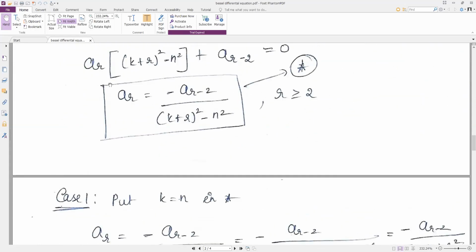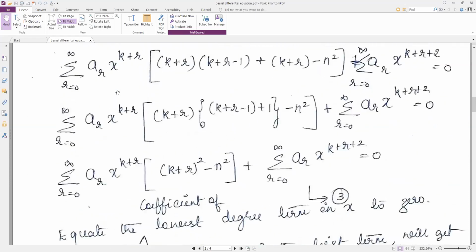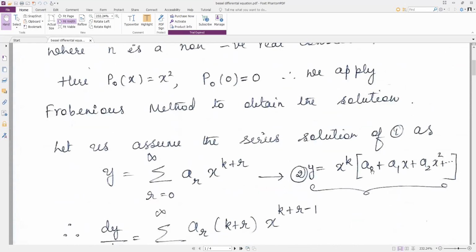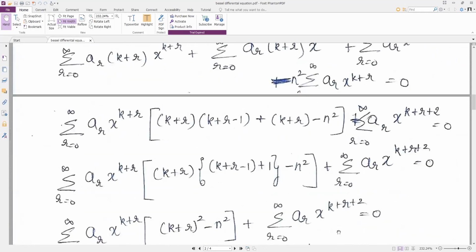So we got the general expression to calculate the constants. What is our actual aim? The actual aim is to find the solution. The solution means we need to get the coefficients a0, a1, a2, etc. a0 we have set not equal to 0, and a1 we got equal to 0. Now let me check a2, a3, a4, etc.